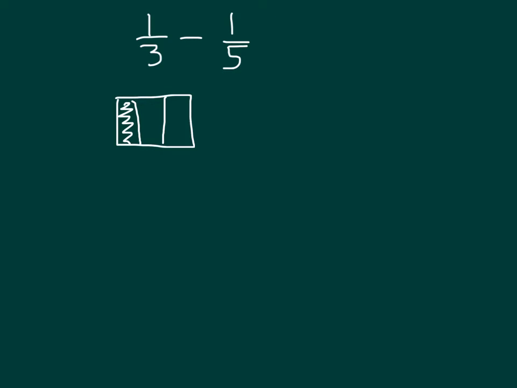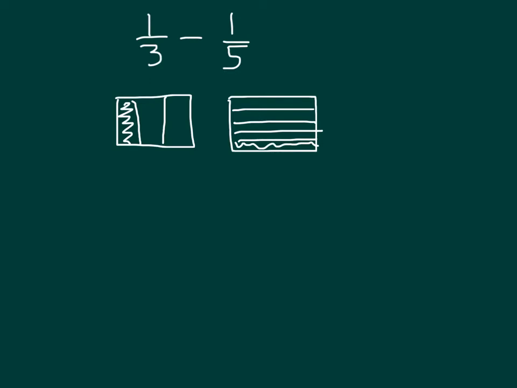I will also model 1/5. In that second rectangle, I'm going to be drawing horizontal lines instead of vertical lines. And we have 1/5 there. So we'll divide it into 5 parts by drawing 4 lines, and we'll draw those lines horizontally. 1, 2, 3, and 4, and we're only looking at one of those parts. So we just drew our models for 1/3 and 1/5.